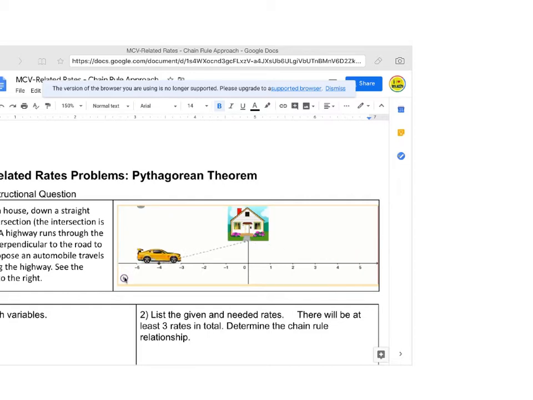Okay, so what we're looking at really is this little triangle right here. To 3, and then like so. And you'll see when it gets to that point, right? You're going to see how that triangle works. Okay? So that's what we're trying to figure out. What's the rate of change of distance from the house to the car when the car is 3 kilometers to the right of the intersection?